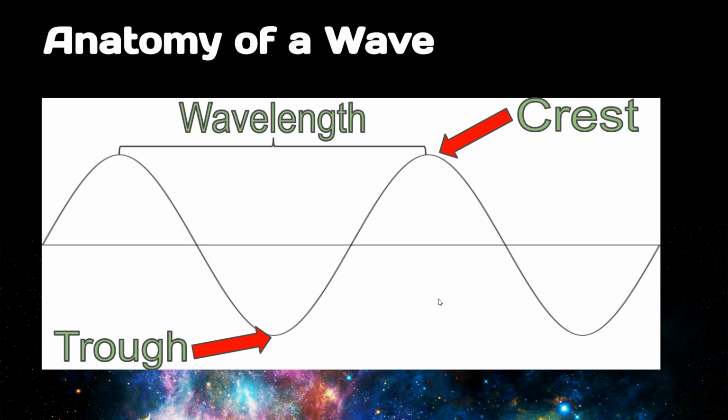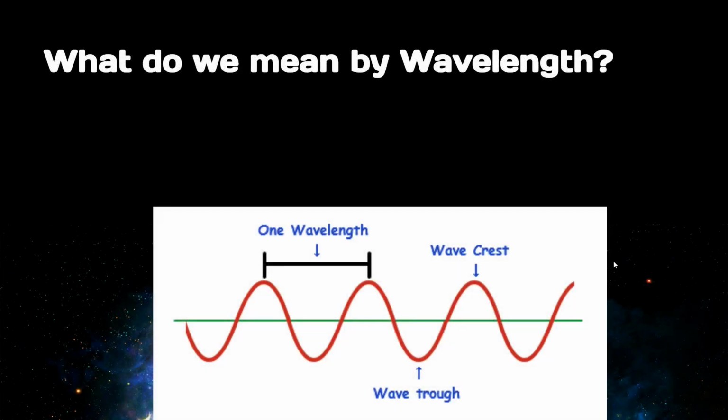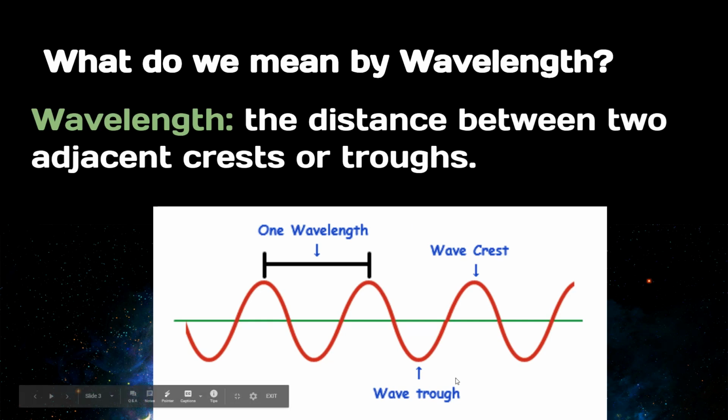For those of you somewhat familiar with a farm, a trough is what farm animals eat out of, a long metal tray holding all the food. So if that helps you remember, there you go. All right, so what we mean by wavelength, of course, is the distance between the 2 adjacent crests or troughs. You can measure them either way, but you must be consistent.